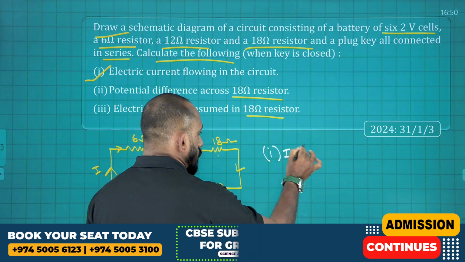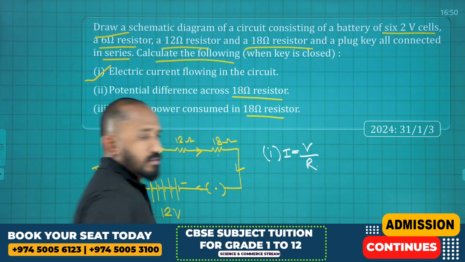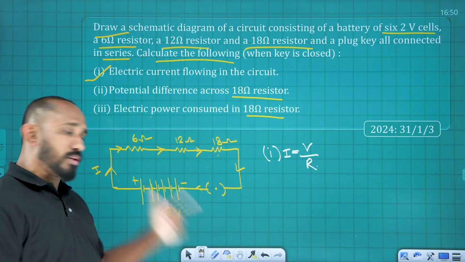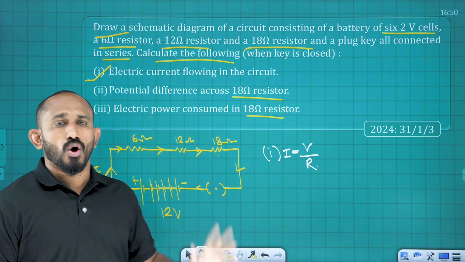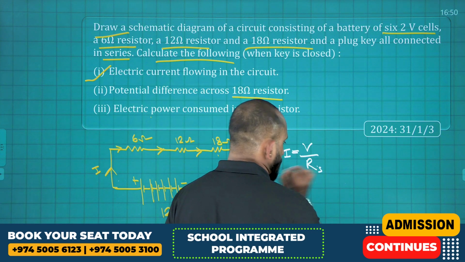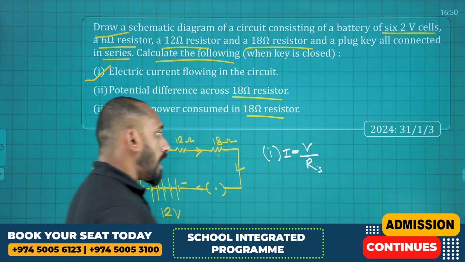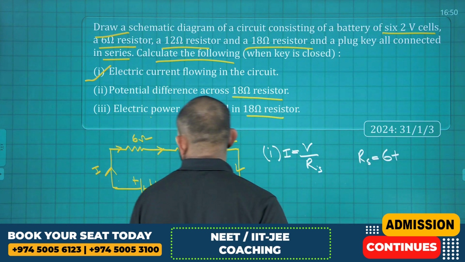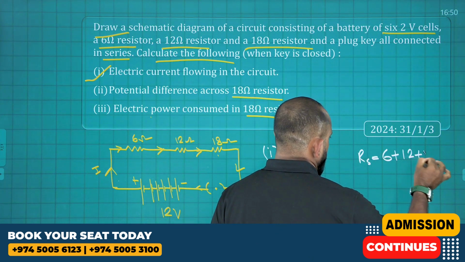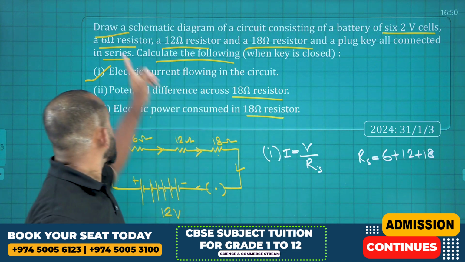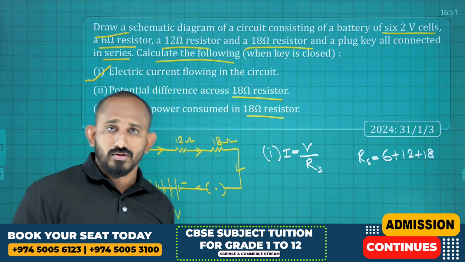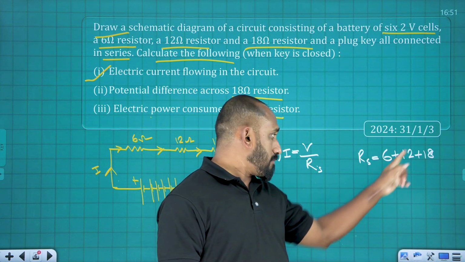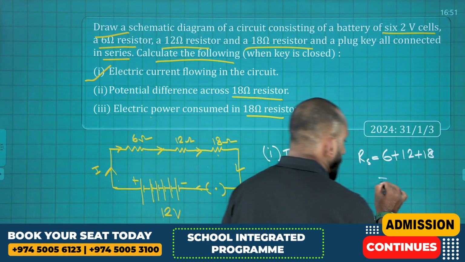Part 1: current I is equal to V by R, from Ohm's law. Voltage we got is 12 volt. Then total resistance, how much? I'm using RS, the total resistance in series. So that is 6 plus 12 plus 18, the three you have to add. 6 plus 12 is 18, 18 plus 18 is 36 ohm.